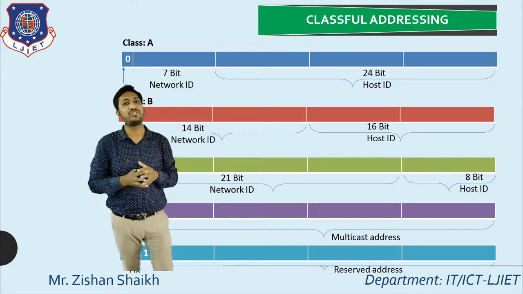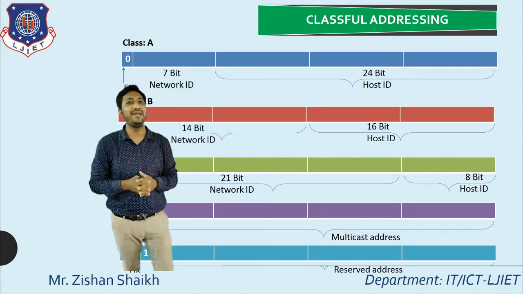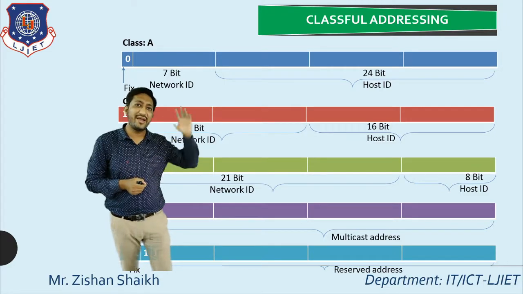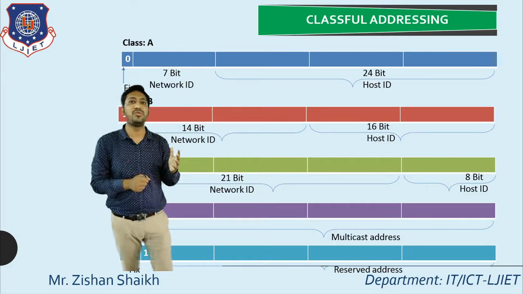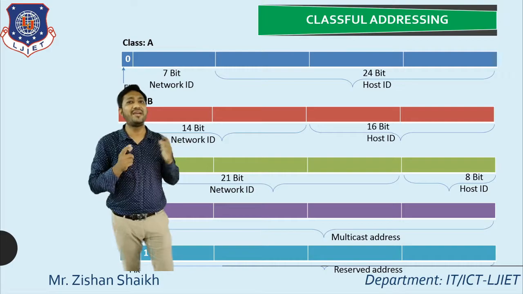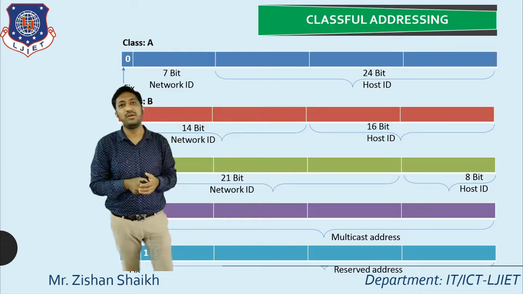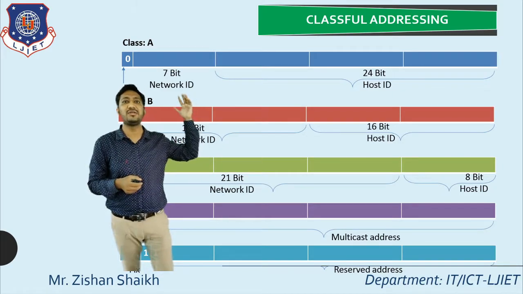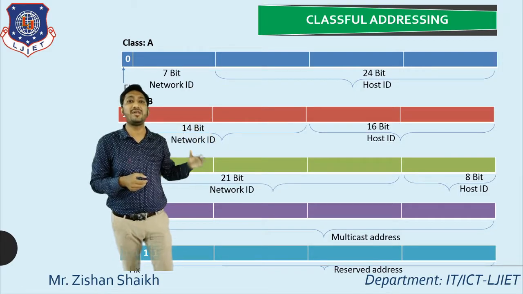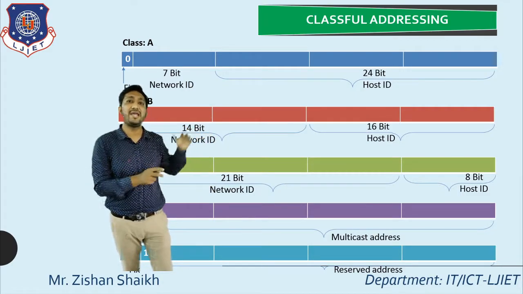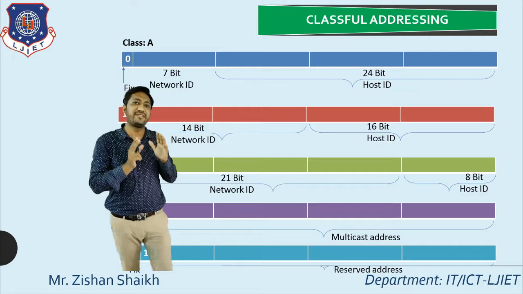Suppose I have a small organization and I need some IP addresses. Should I take class A? No, because I can create 2 raised to 24 hosts, which is a very large number. Suppose I need only 100 addresses, the others are wasted. So should I change from class A to class B or class C or class D? That is exactly the classification of these classes.